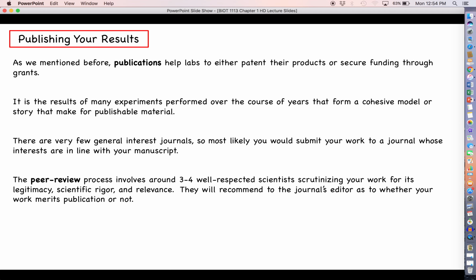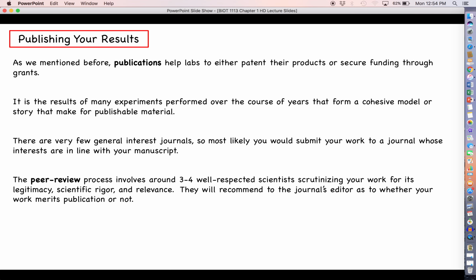The peer review process is usually going to involve around 3 to 4 well-respected scientists in your field scrutinizing your work for not only its legitimacy, but also the scientific rigor, how well your experiments were done and controlled, how relevant is the work, does the work really need to be published. So if they all agree that things look good, they will recommend to the journal's editor as to whether or not your work merits publication.